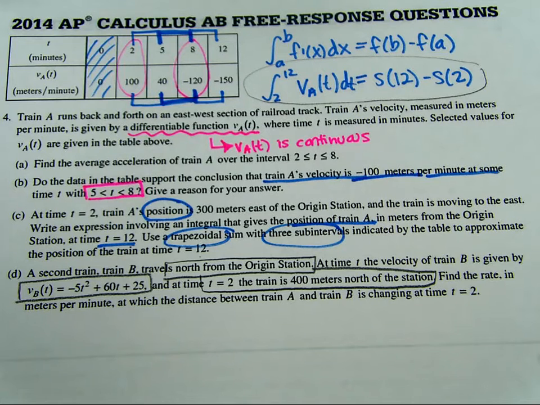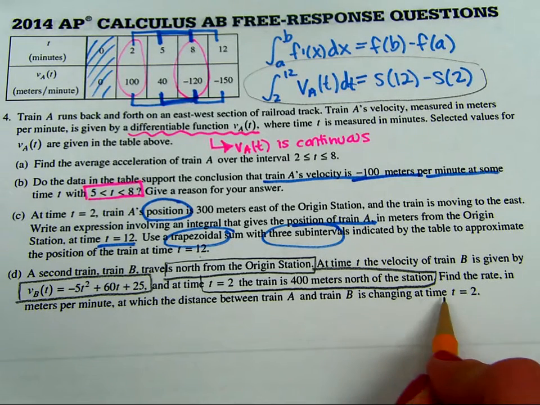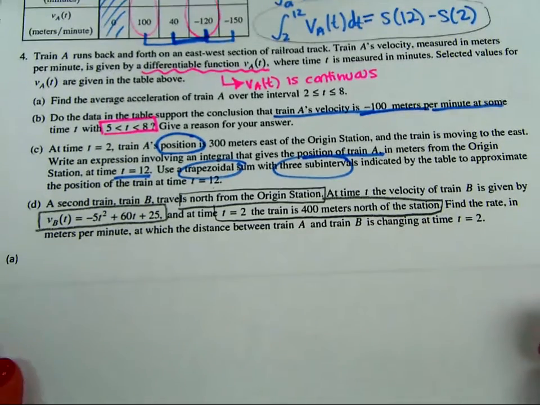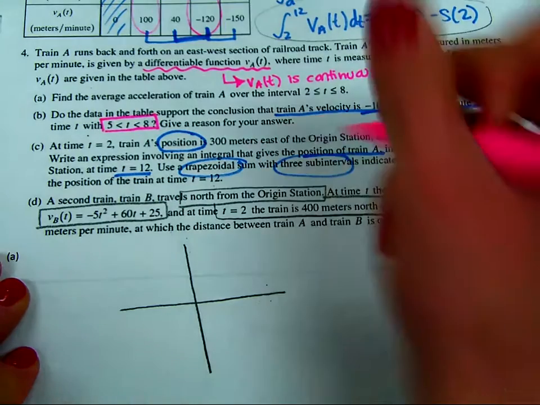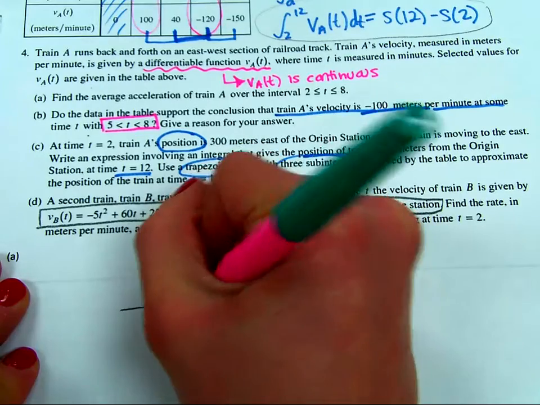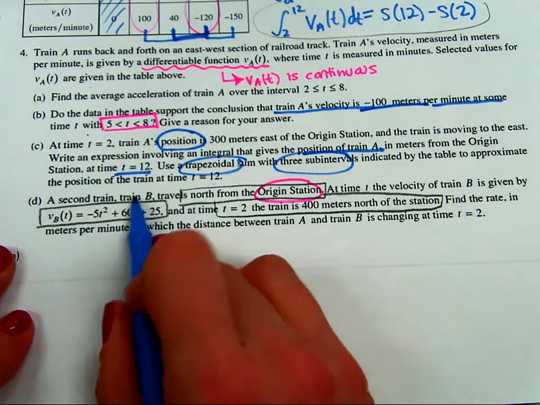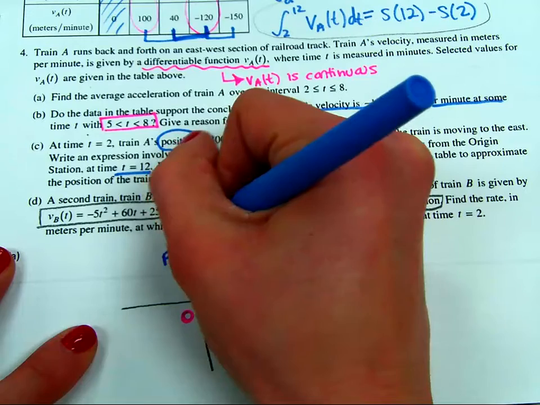Now it says find the rate in meters per minute at which the distance between train A and B is changing at time t equals 2. It's been a while since we've done these problems. This is a related rates problem, and you always drew a diagram with related rates. So I would just draw, they start talking about origin station. Let's say that origin station, I'm going to label it right here with an O. It said that second train, train B, is traveling north, so that would be traveling straight up. So let's say this is train B up here.